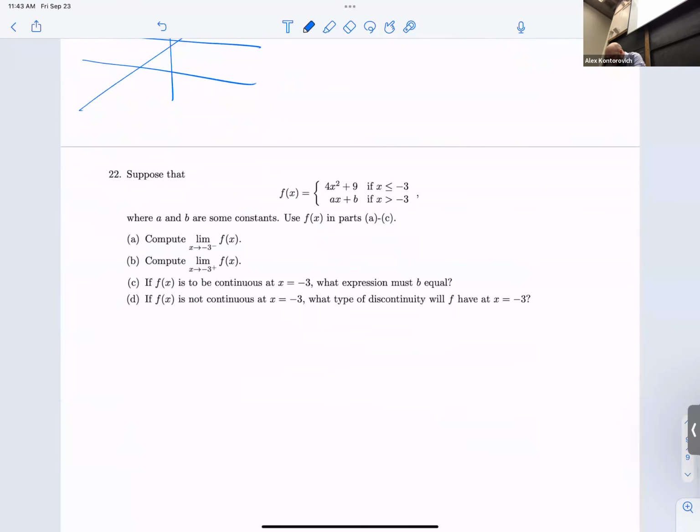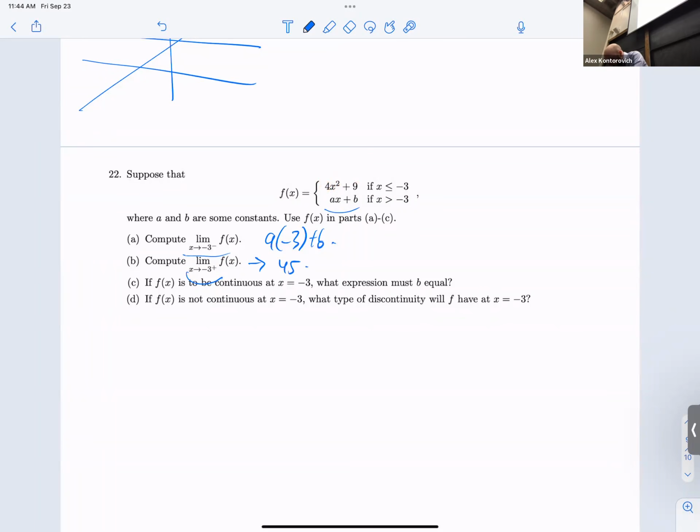Let's do number 22. Okay, compute the limit as f goes to -3 from below. So the limit will be a times -3 plus b, whatever a and b are. Right? How about from above? From above, I'm going to get -3. That's 9 times 4 is 36. 36 plus 5 is 45. So this goes to 45.